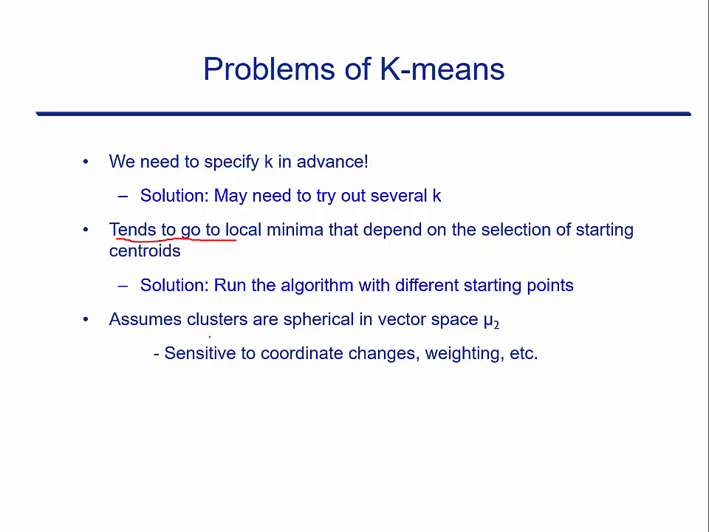Then k-means assumes clusters are spherical in vector space, so it is sensitive to coordinate change. What does this mean by spherical? If you take a look at model-based clustering and k-means clustering, you can find that k-means clustering has some relationship with model-based clustering with the assumption of Gaussian distribution. So this is what spherical means.